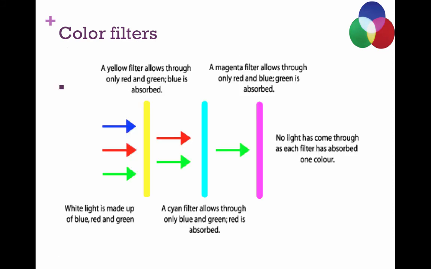If you did a sequence of filters, you could block all colors. Suppose in this case you started with a yellow filter and it will let red and green through. And then you have a cyan filter, it only lets green through. And then you have a magenta filter, well, magenta blocks everything. So theoretically, you would get no color coming through that filter combination.